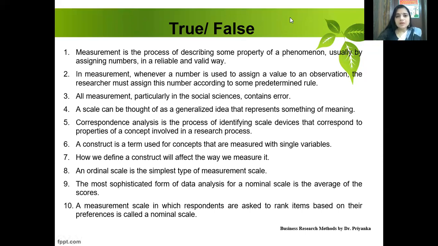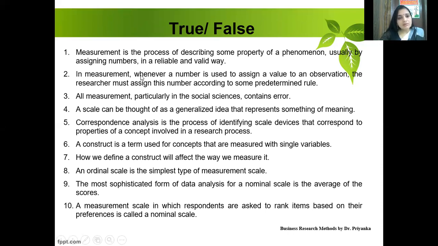Number one, measurement is the process of describing some property of a phenomena, usually by assigning numbers in a reliable and valid way. Yes, measurement is actually the process of describing the property of a phenomena by assigning just numbers in reliable and valid way. You have to be very careful whether you are actually going to use nominal scale, in which case you are going to use ordinal or interval scale, or in which kind of study you will be using ratio scale. So it is true.